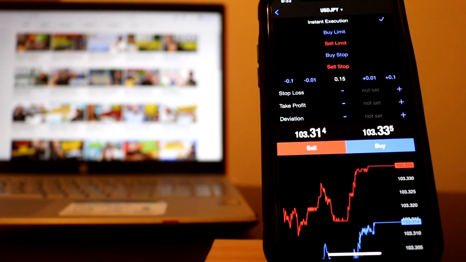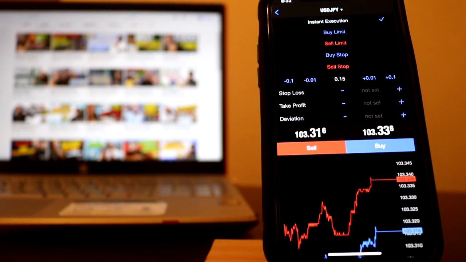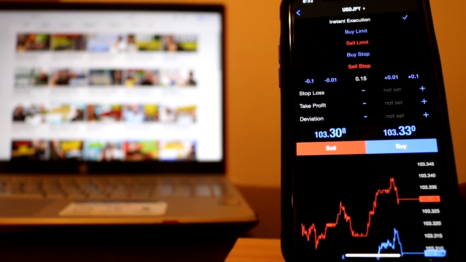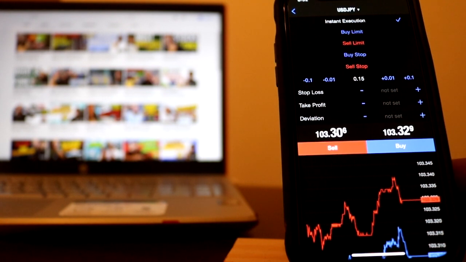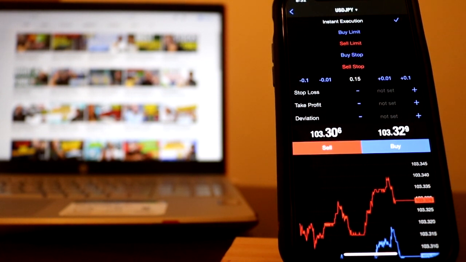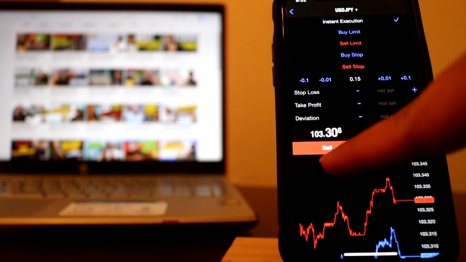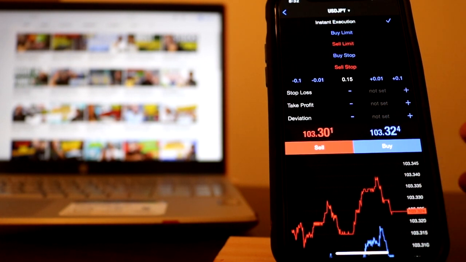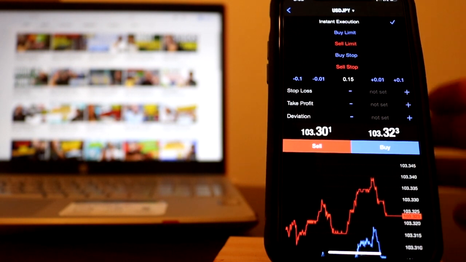Once you click instant execution, to break down the 5 different order types as simply as I can, it's very clear. I'm going to be putting examples on the screen as I go through these to give you more of a visual. If you're doing an instant execution trade, what you're pretty much telling the market is that you want to get into the trade right now at the current price. So whether it be a buy or a sell, that's obviously dependent on your analysis and where you believe the market is going to go.